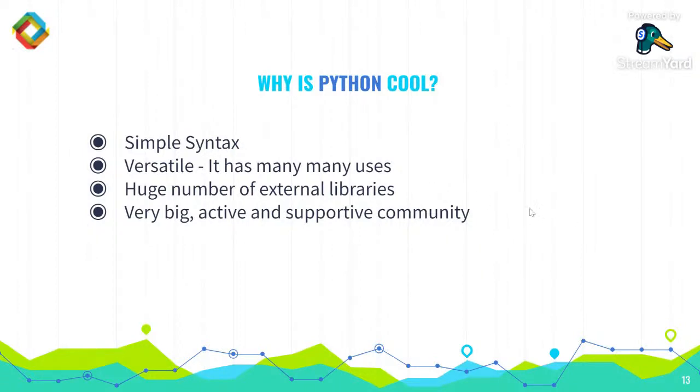Another important point is that Python is very versatile. It has many applications and you can create a small project with Python, like a high school project, and you can also create very large scalable projects using Python, like some social media platform or even YouTube. Another advantage is that Python has a huge number of external libraries, meaning there are many tools that use Python, and you can import these libraries and use them to your benefit. Another very important reason why Python is getting so popular is that it has a very big, active, and supportive community. This plays a very major role in deciding the popularity of a language, and also Python is an open source language.